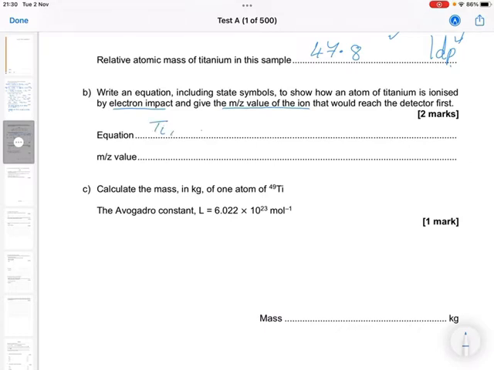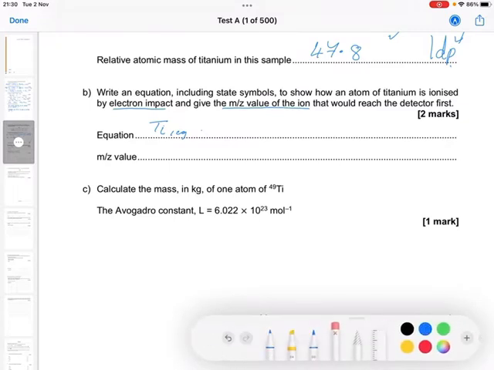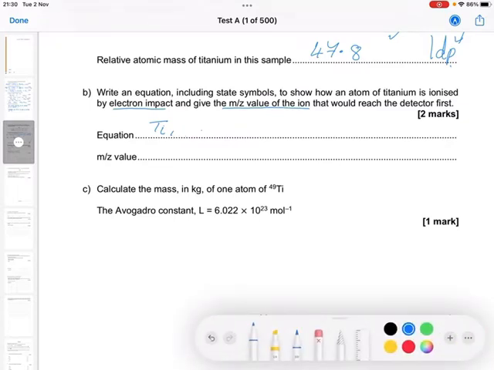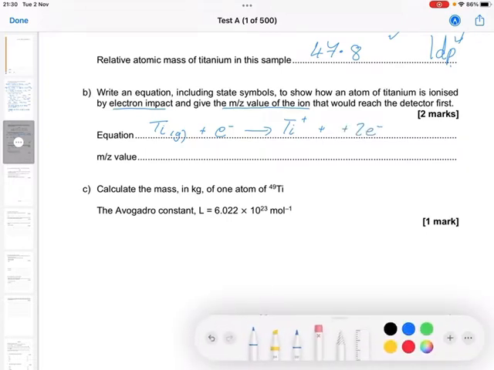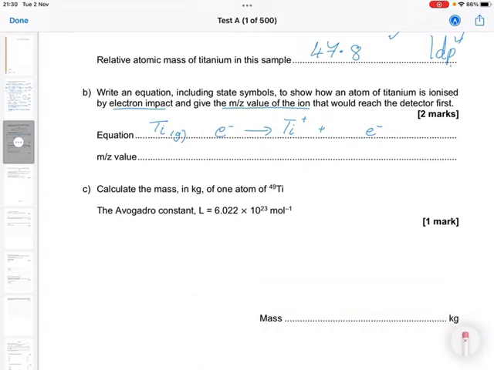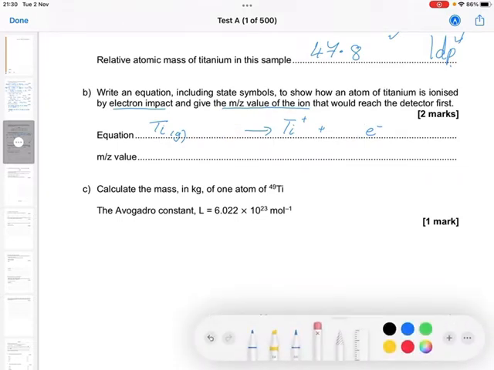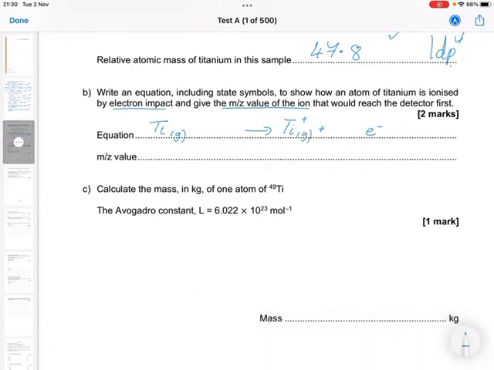Remember, these are all in the gaseous state. And you can either do this, so plus an electron, which gives Ti+, because we've lost another electron, or lost 1 electron from there, plus 2e-. And of course, the electron there can cancel out that. So you could leave it like that. That would be okay. Or if you wanted, you could have plus 1 electron in front of the arrow and plus 2 electrons after the arrow. You have to have state symbols on here. Without those, you would not get that mark.